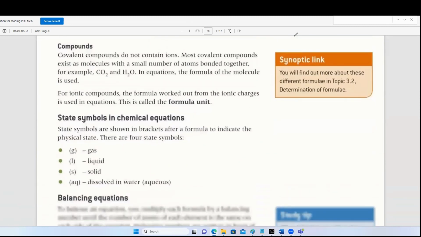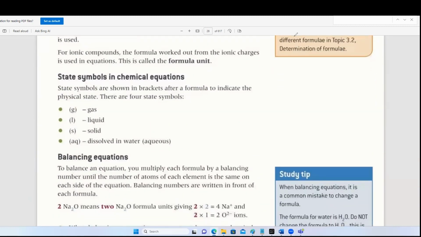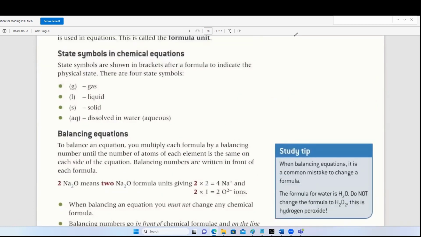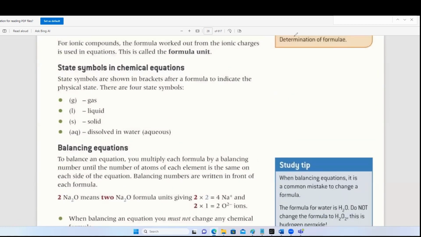State symbols in chemical equations. I think you already know about the state symbols: liquid, solid, aqueous, so if it is dissolved in water. So you said that ionic compounds always form a lattice. Is this the giant 3D ionic crystal lattice? In GCSE, I think we just used to call it a lattice. So which one did you say it is?